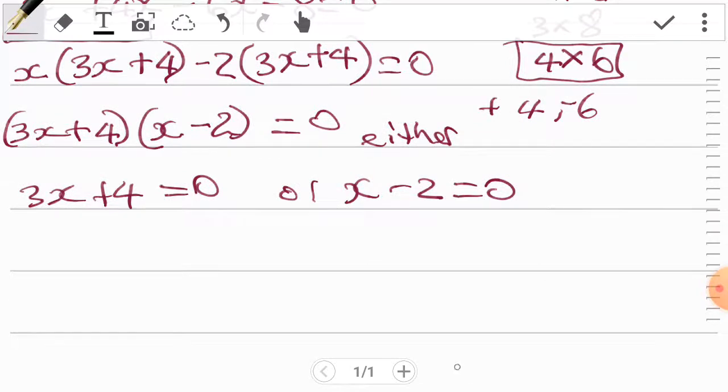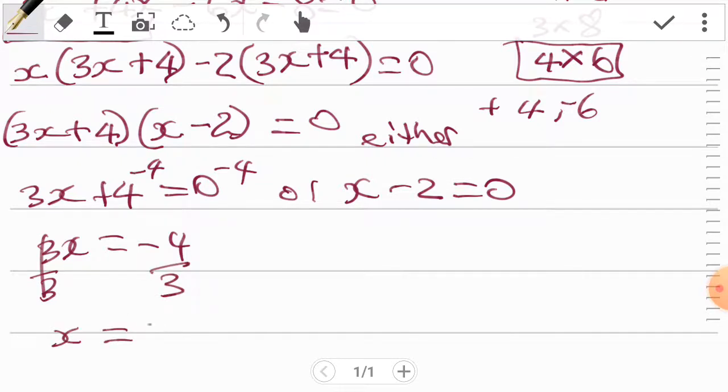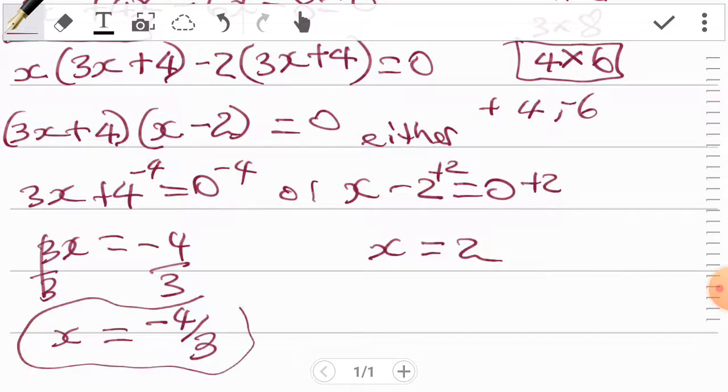So for 3x plus 4, we subtract 4 from both sides. 3x is equal to negative 4. We will now divide by 3. One of our responses would be x is equal to negative 4 over 3. And for this one, we'll add 2 to both sides. So x is equal to 2. Our two responses are x is equal to negative 4 over 3 and x is equal to 2.